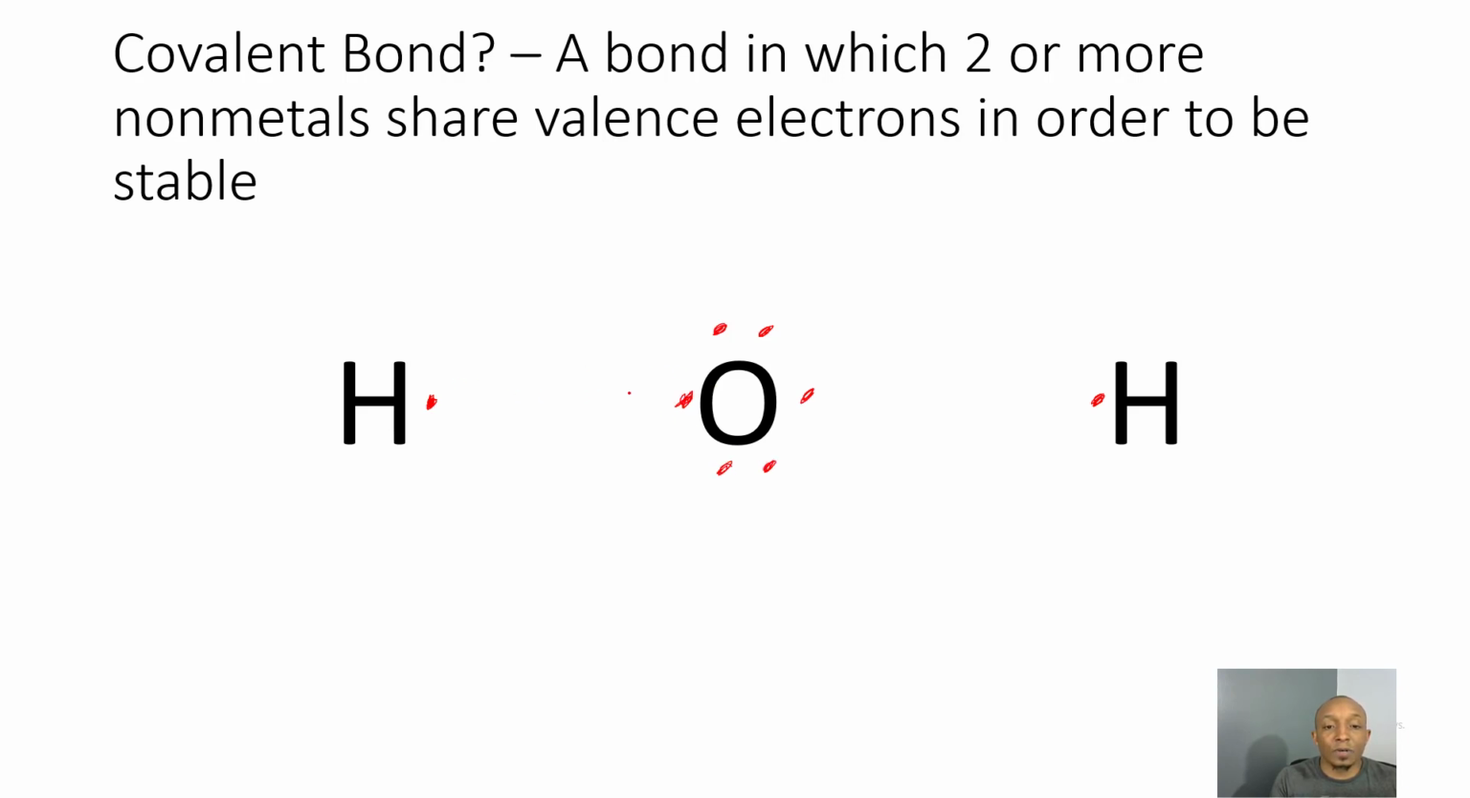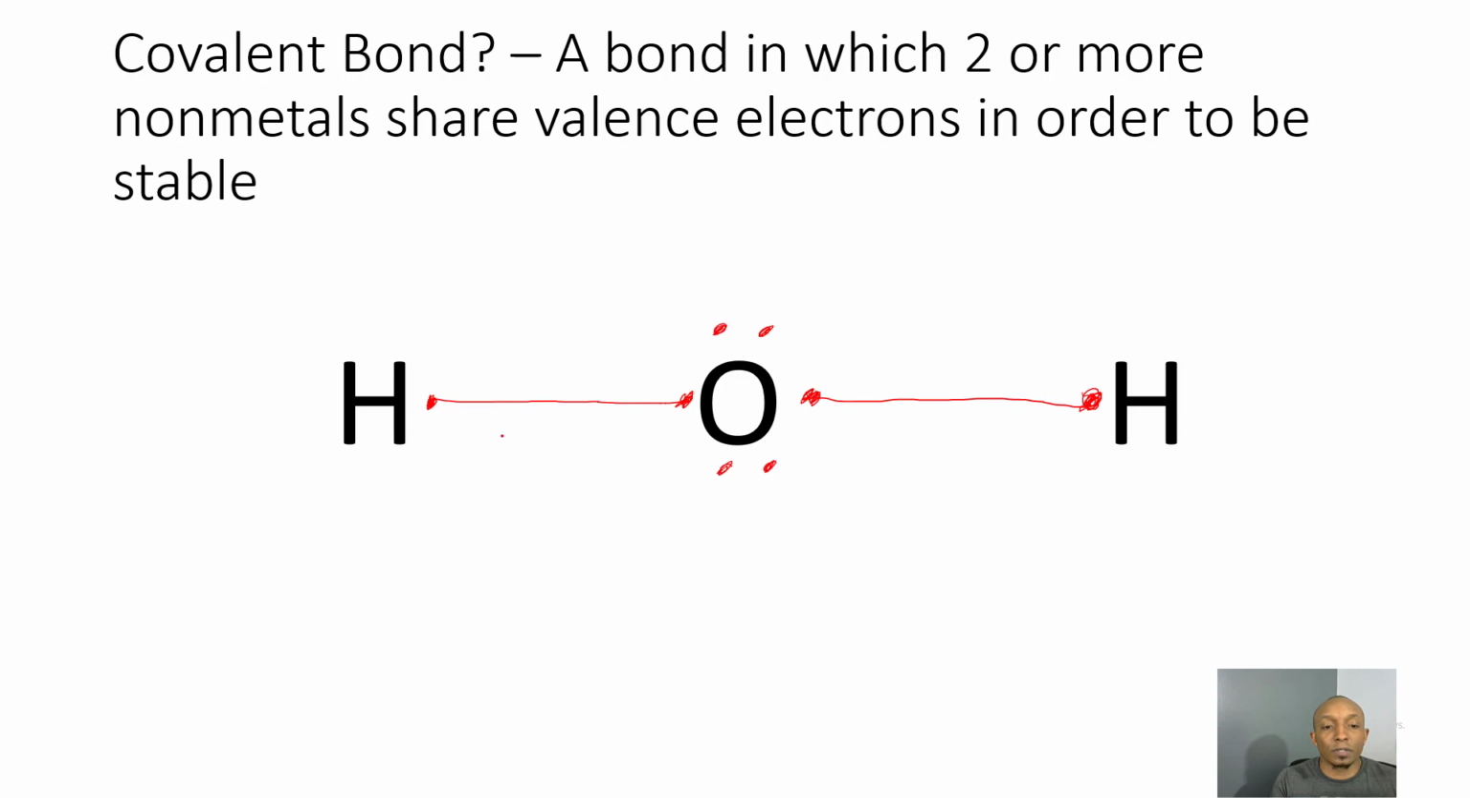And since these are nonmetals, they're going to share these valence electrons. And how do we show them sharing? Well, we just draw a line going from each one. So I drew a line going from hydrogen to oxygen, and now I draw a line going from this oxygen to this hydrogen.